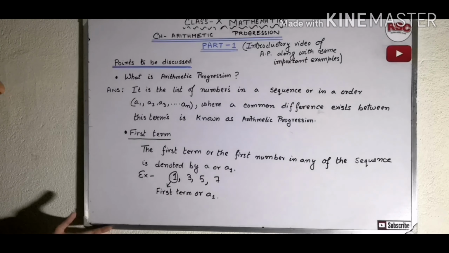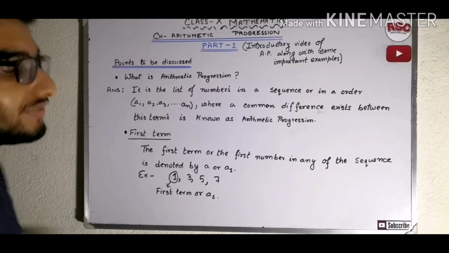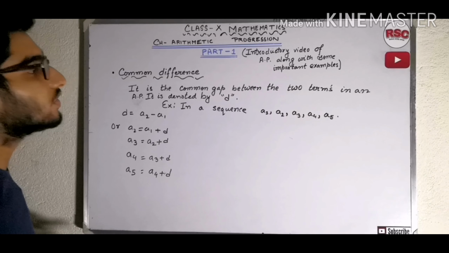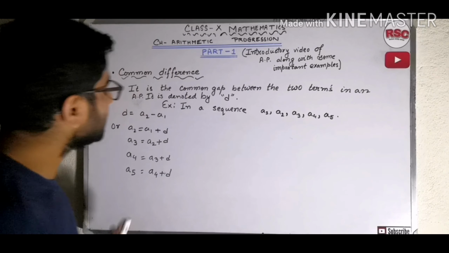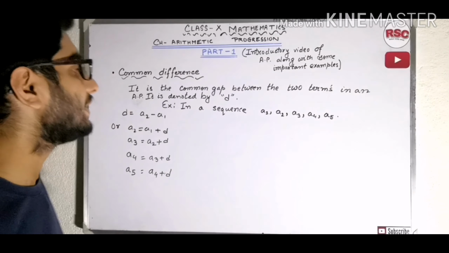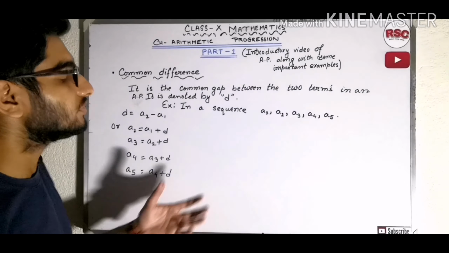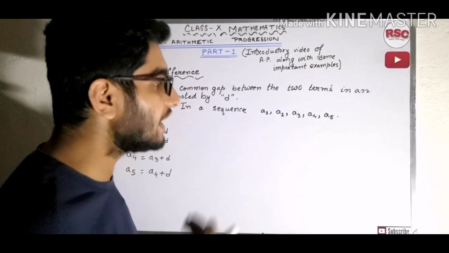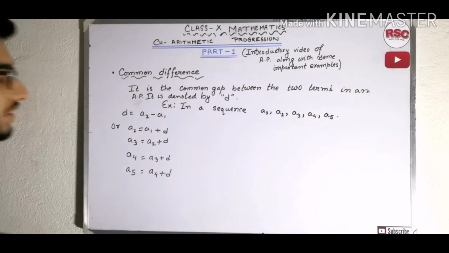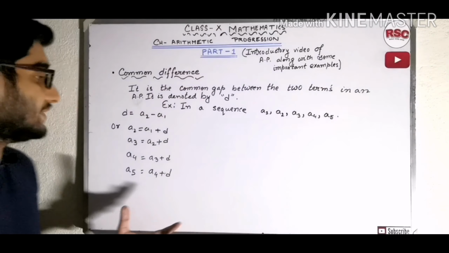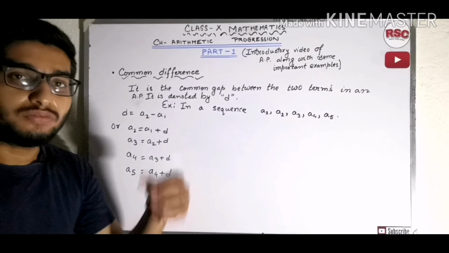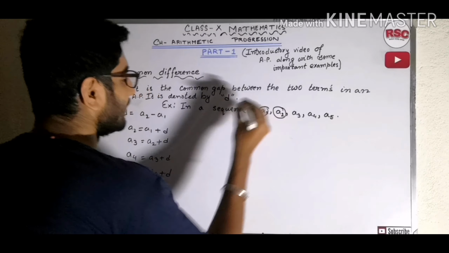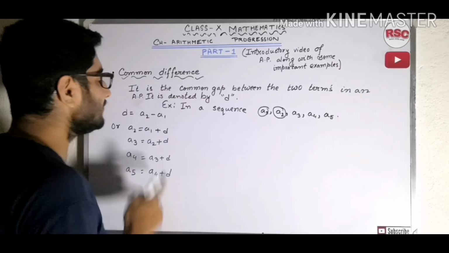Now we will come to the next topic, that is our common difference. So what is a common difference? It is the common gap between two terms in an AP. It is denoted by small d. So students, we are taking a sequence A1, A2, A3, A4 and A5. How can we take out the value of d? So d will be A2 minus A1. When we subtract A1 from A2, we get d.